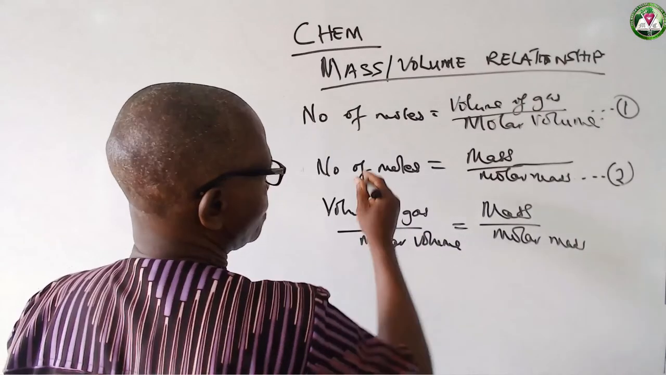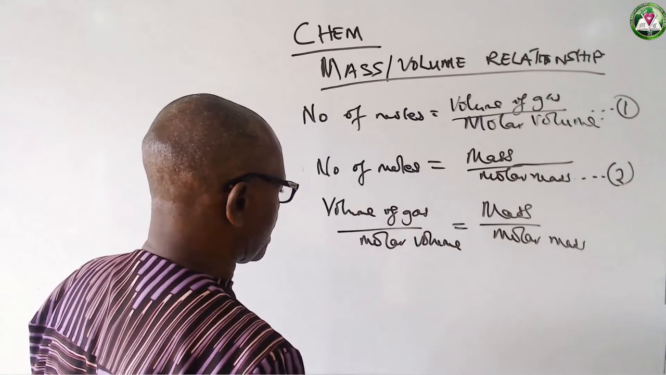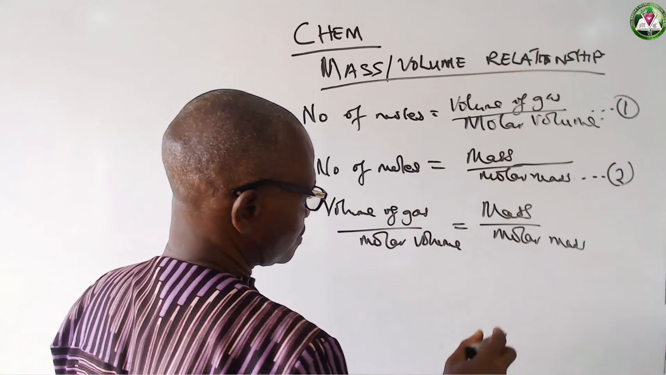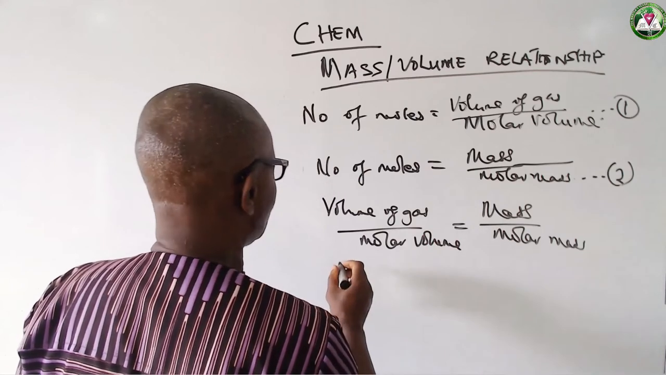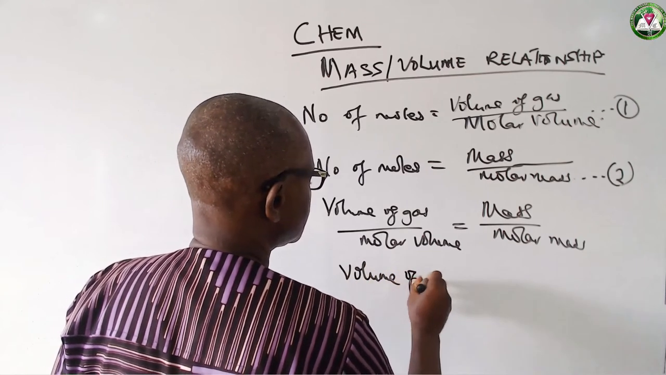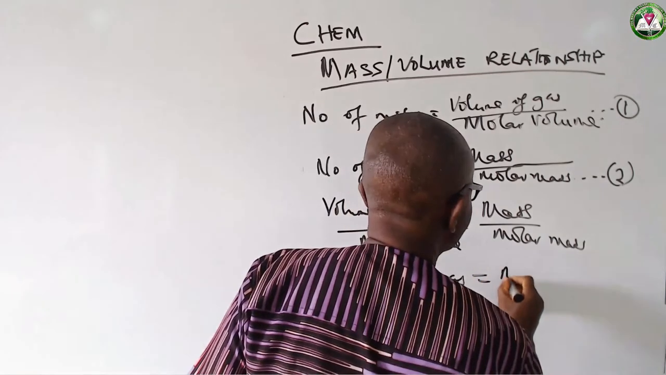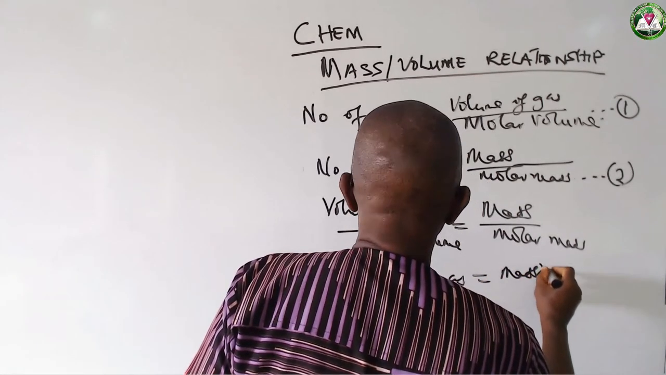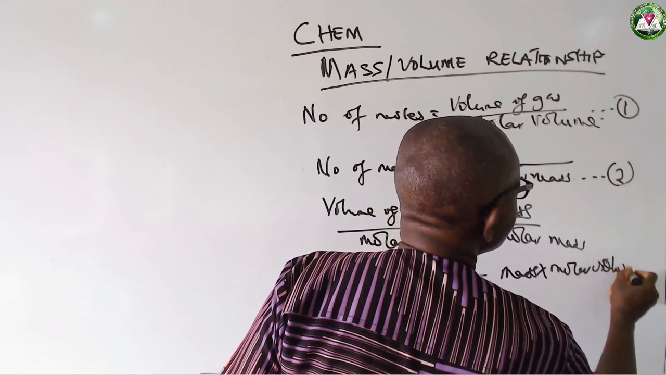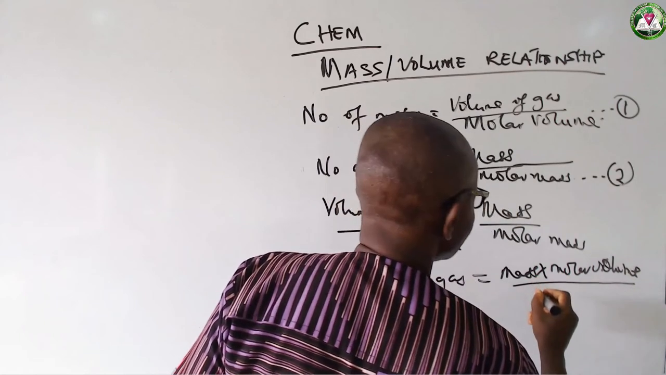We'll now combine equation 1 and 2. We have volume of a gas over molar volume is equal to mass over molar mass, which means we can say that volume of a gas is equal to mass times molar volume divided by molar mass.